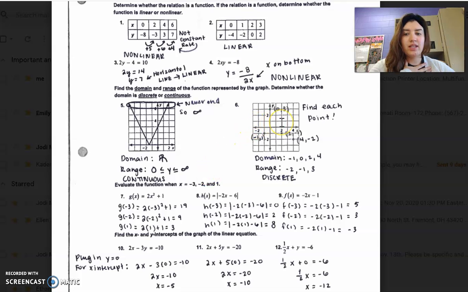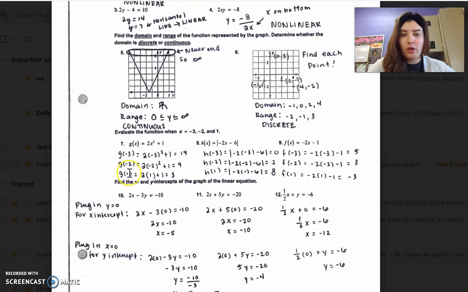If you look at 6, we have actual points. So when you have specific points, that's discrete. Those are specific numbers. So you have to list all of those points and pull out all of the x's for domain and then all of the y's for range. 7, 8, and 9, you guys were all pretty great at. All you're doing is plugging it in: -3 for x, -2 for x, and 1 for x.